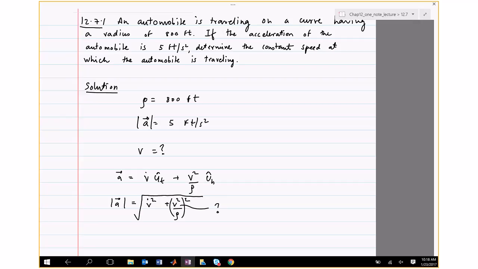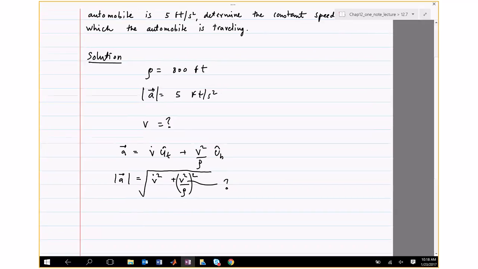Anybody got the answer? No? How will you proceed from here? So you kind of know what V is, right? Well, sorry, you don't know what V is. You got to find that.